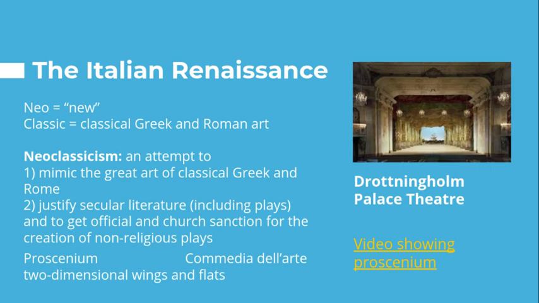Now, the Italian Renaissance brought about a renewed interest in those plays. In 1440, the printing press was invented, and that meant that written works like plays could be widely distributed. This was called the Neoclassic Age, or Neoclassicism, which meant that Italian Renaissance artists wanted to mimic the great art of classical Greece and Rome.